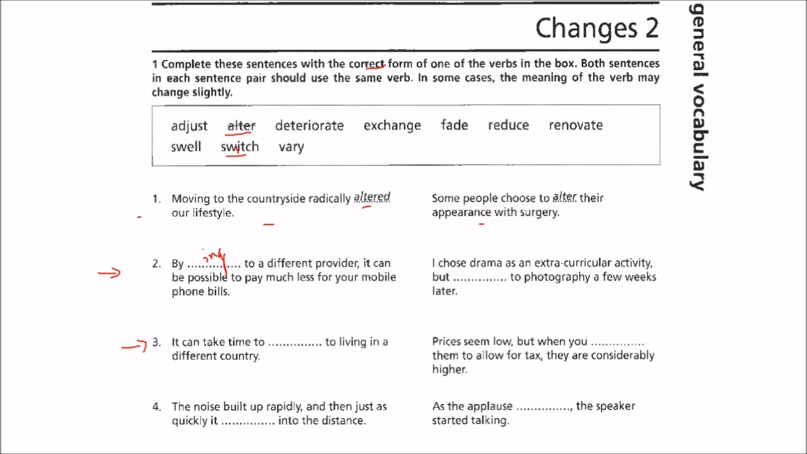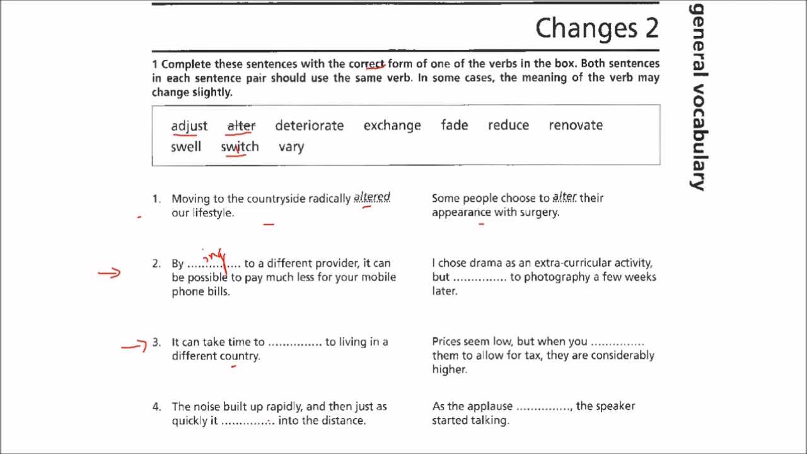In this third, it can take time to dash to living in a different country. So what we are going to use, we'll use adjust. So it can take time to adjust to living in a different country. So we'll use the same form. Here: the price seems low, but when you adjust it to allow for tax, it is considerably higher. So we can use adjust in both the cases.